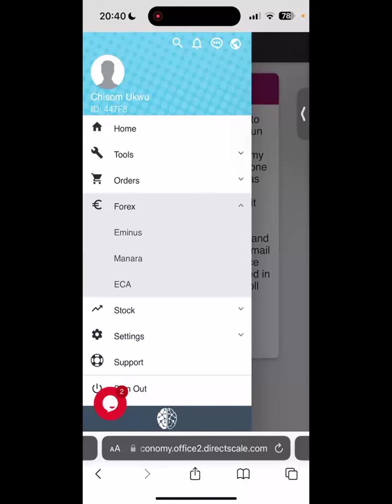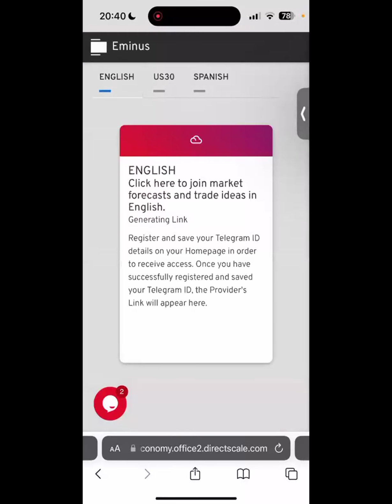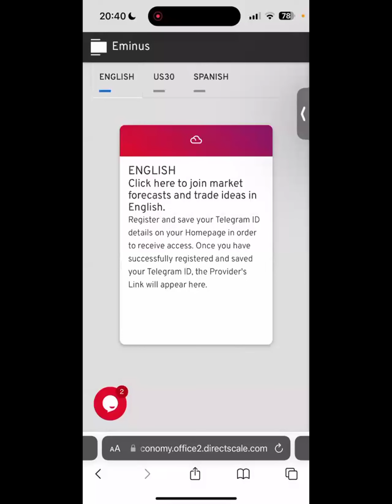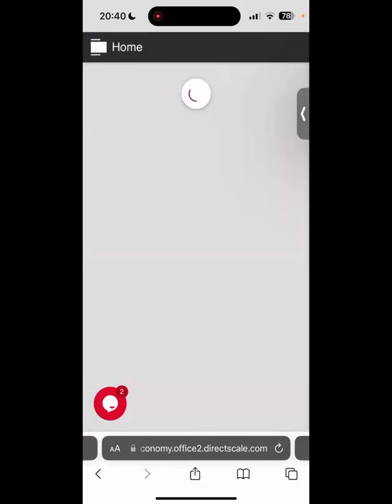So click on your Eminos. So we're gonna be joining the Telegram group. So just in case you've not done that, let's do that. Now I'm seeing that you don't have any Telegram link. And do you know why you don't? Because you've not done your Telegram ID. So let's go and do that. So go home. Okay. Come home.